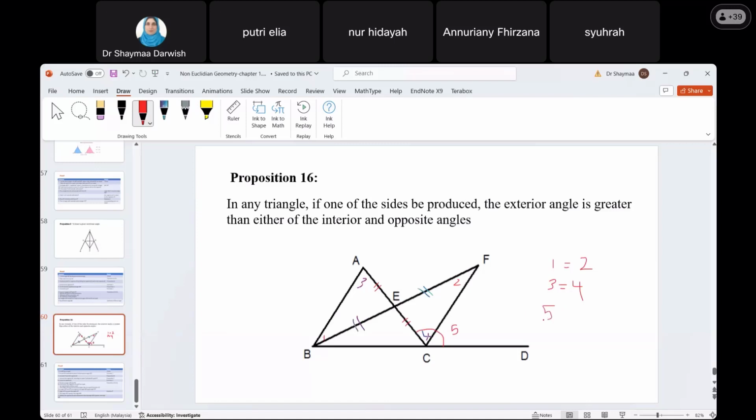Angle 5 for sure is greater than angle 4. This is one of Euclid's common notions: the whole is greater than the part, notion 5. So 5 is greater than 4, and 4 equal to 3, which means that 5 should be greater than 3.